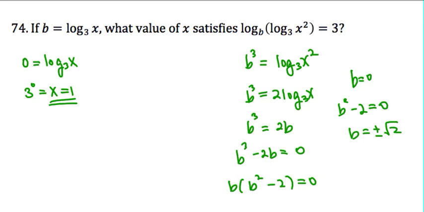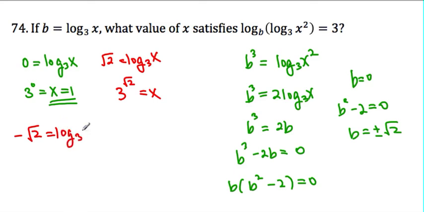That's one solution. The second solution is square root of 2 equal to log base 3 of x. Then 3 to the square root of 2 power is equal to x. Third one, negative radical 2 is equal to log base 3 of x. Then 3 to the negative radical 2 power must be equal to x. So we have a total of 3 answers.